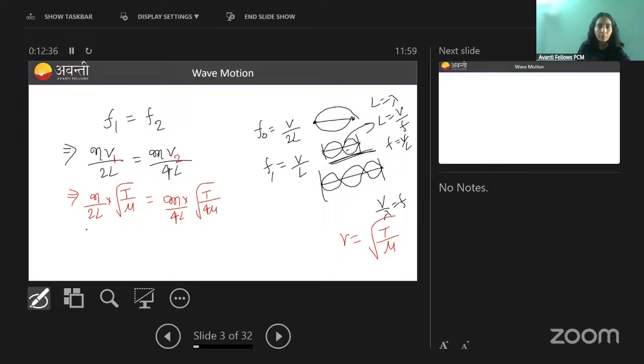Okay? So if you cancel this out, it will become how much? L will get cancelled. This 2 will get cancelled. And here you will get N, mu T will get cancelled. N is equal to M by 4 you are going to get. And so 4N is equal to M. Okay, so this is the relation we are getting for F1 to be equal to F2.